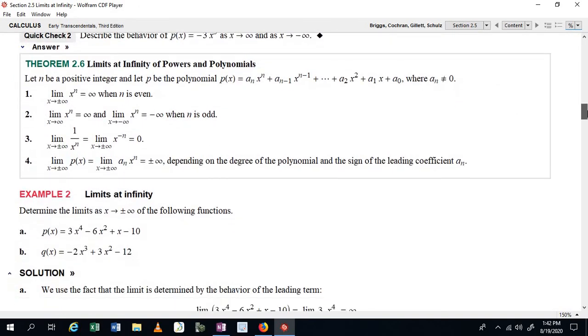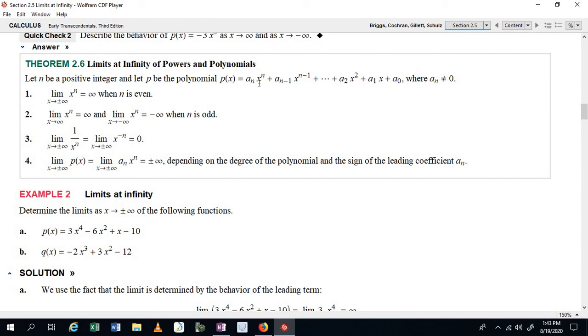Okay, so having said that, let's look at theorem 2.6. In this theorem, we're assuming n is a positive integer and p is a polynomial. And notice here they've written the polynomial in general form. This is the general way of writing a polynomial. This polynomial happens to have a degree of n. That's the degree of this polynomial. And this is the leading term of the polynomial.